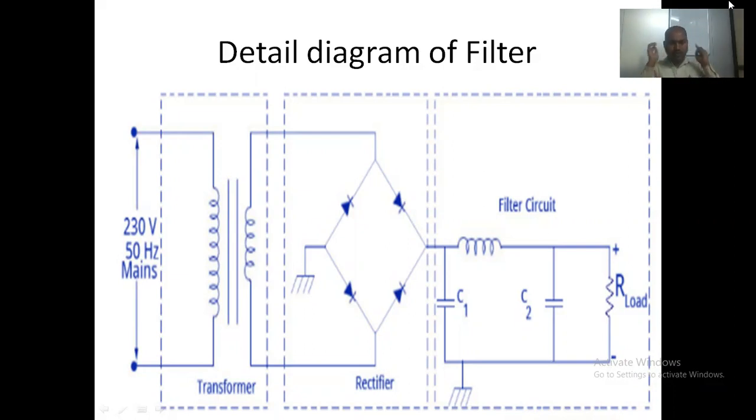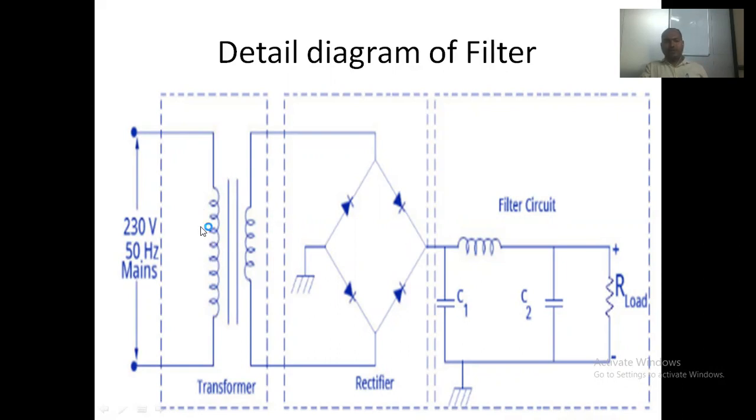So we have seen the detailed diagram of the filter, how the particular filter should be attached with respect to the output of your rectifier. Now see, this is the 230 volt AC voltage which is coming from your transformer. See, this is the primary side of the transformer. Primary side indicates that it has a high winding compared to the secondary side.